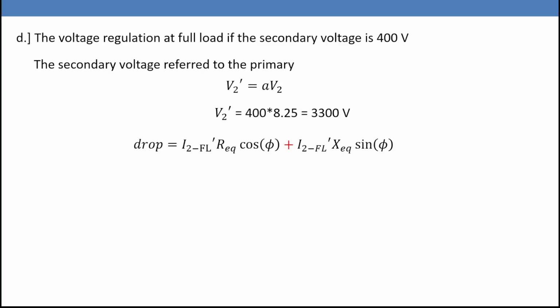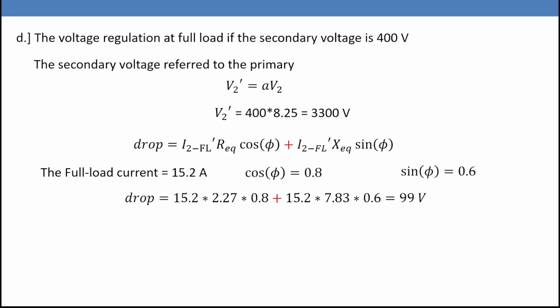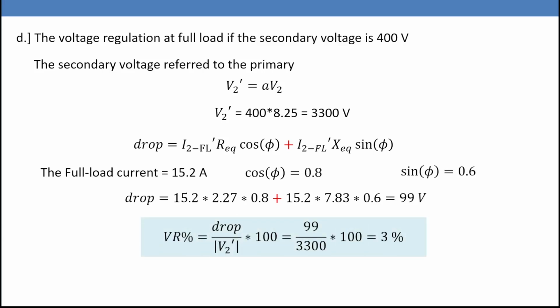What about the drop? The drop equals I2 dash full load R equivalent cosine phi plus I2 dash full load X equivalent sine phi. Why is it plus? Because that one is 0.8 lagging power factor. So I2 dash full load, you can calculate it either from the power equation or you can get it from the test. That one equals 15.2 ampere. If we substitute in this equation with cosine phi equals 0.8 and sine phi equals 0.6, we can get the drop is 99 volt. So the voltage regulation equation is drop over V2 dash multiplied by 100. That one is 3%.